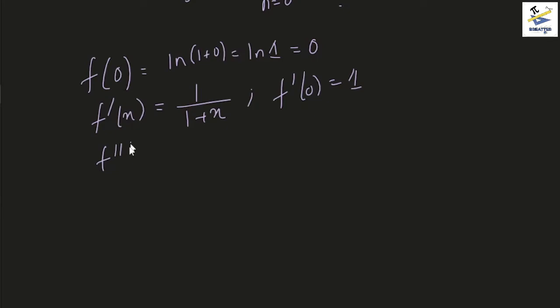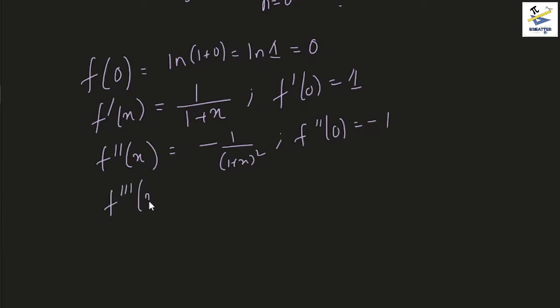f''(x) would be minus 1 by (1 + x) whole squared. So f''(0) should be minus 1. Again, f'''(x) should be 2 by (1 + x) whole cube, and this would mean that f'''(0) is 2, right?